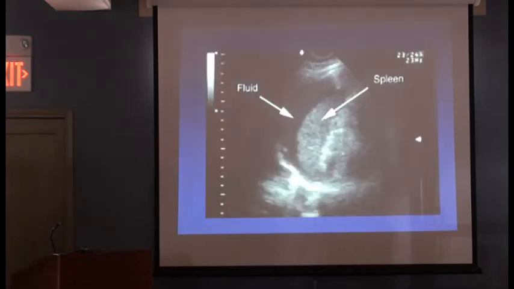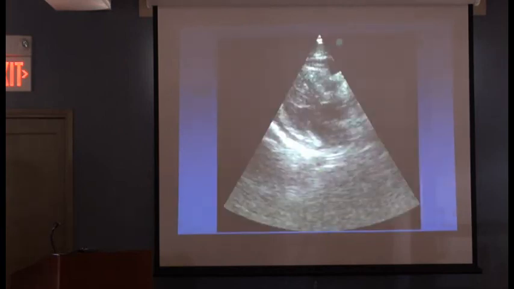All right, this is the left upper quadrant. This is spleen. This is the diaphragm. See the fluid around here? All right, so that's a positive FAST as well. And then finally, this is the pericardium. This is noise. Here's the heart. Here's the pericardium. What's this dark stripe? That's fluid. Okay? Does that make sense to everyone?